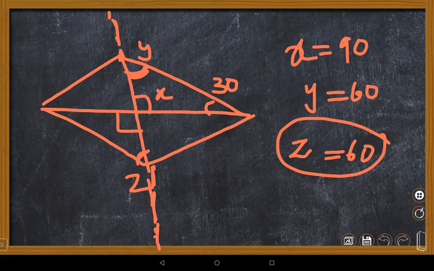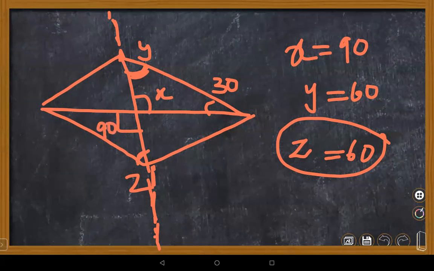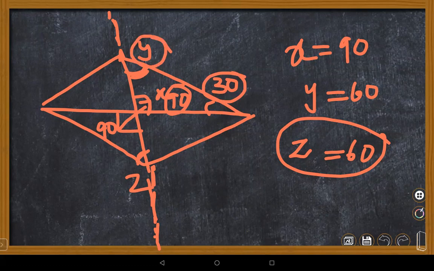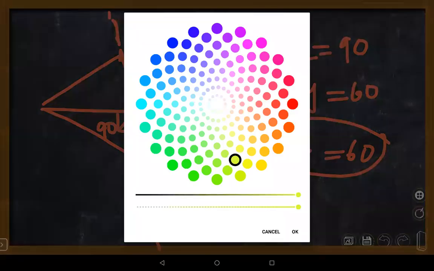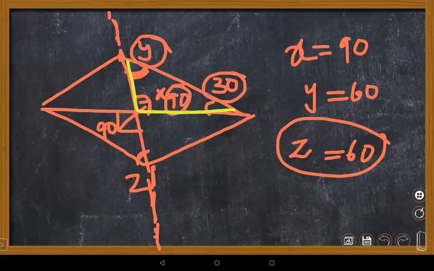That's your question. This is 90, but diagonals bisect each other, so X is also 90. Obviously, you can go with vertically opposite angle, X equal to 90. This one angle is 90, this is 30. What is Y? If you take this part as a triangle, we know two angles. Angle sum property. 90 plus 30 gives 120. So 120 plus what number gives 180? 60. So Y value is 60.